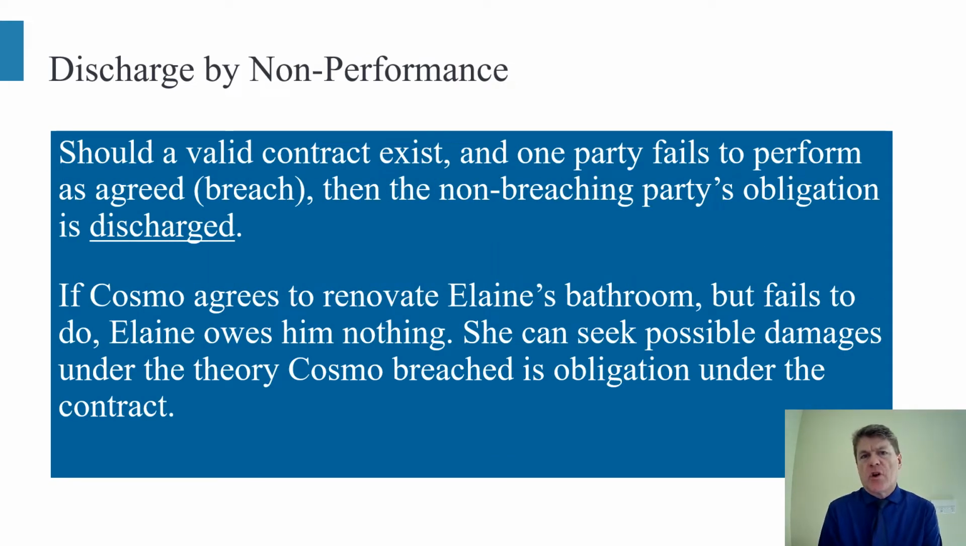When we talk about discharge by non-performance, should we have an otherwise valid contract and one party fails to perform, then the non-breaching party, and what that means is the party that has done nothing wrong, their obligation usually is discharged as well. If I hire a company to, let's say, install a swimming pool in my backyard, and let's say for some reason they just don't even show up, obviously I don't owe anything because they didn't do anything. So that would be discharge on my end as a non-breaching party. I would not have any obligation to pay on that contract.